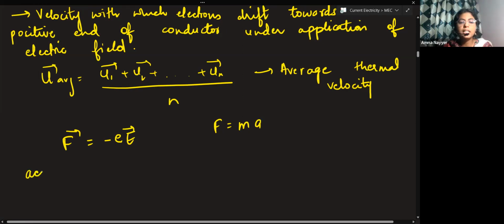So acceleration will be what? This is the force that you have. Acceleration will be E divided by M. M is the mass of electron. E is the electronic charge.